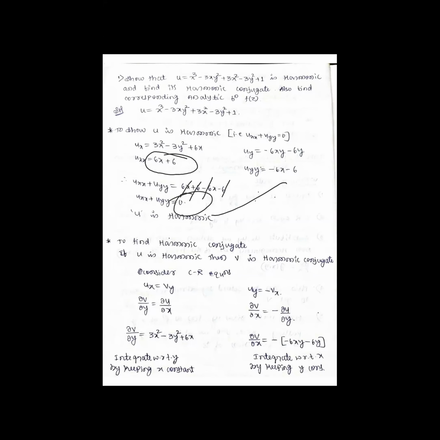Next thing is, find its harmonic conjugate. So next I am writing to find harmonic conjugate. That is, if u is harmonic, then v will be harmonic conjugate. If v is harmonic, then u will be harmonic conjugate. Means what, we are interested to get v now. So we know the CR equations: ux equal to vy and uy equal to minus vx. So I can write in an elaborate way, dou v by dou y is equal to dou u by dou x. Dou v by dou x is equal to minus dou u by dou y.